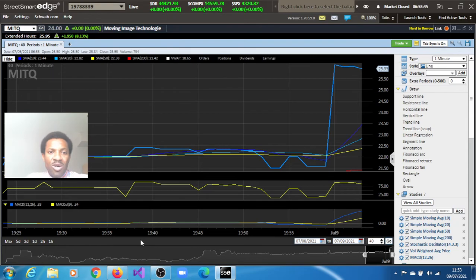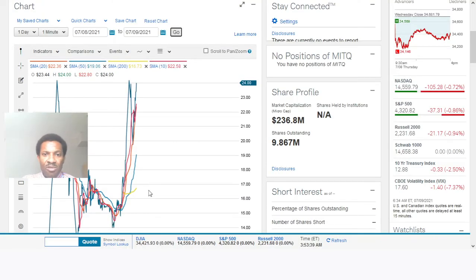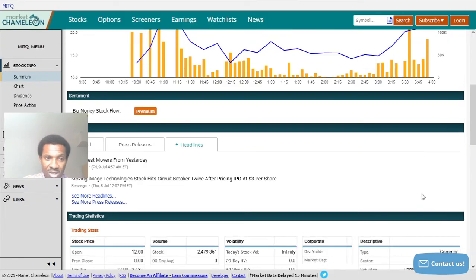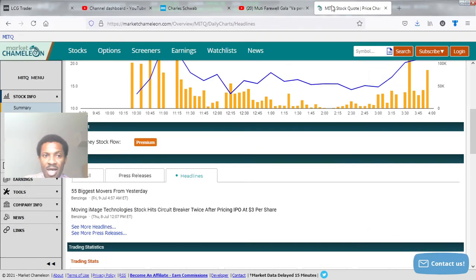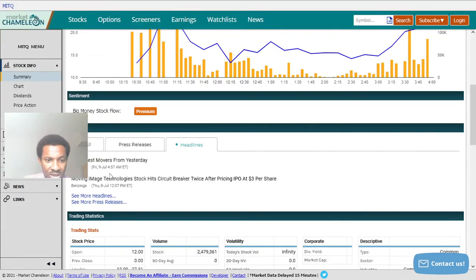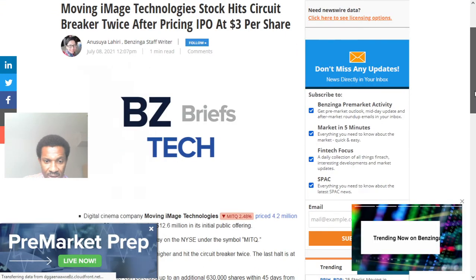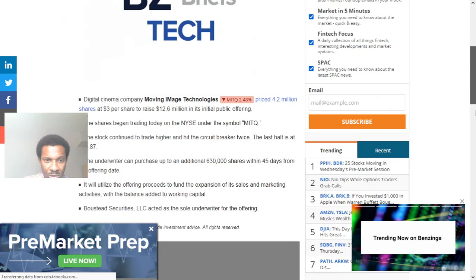We don't even know very much about the company, so let's try and see what the company does. Moving images, for sure it's definitely a software application company. You can see here it says moving images technology stock hit circuit breaker twice after pricing IPO at $3 per share. Let's read this piece from Benzinga. Okay, digital cinema company, moving images tech. Okay, that's what they do.